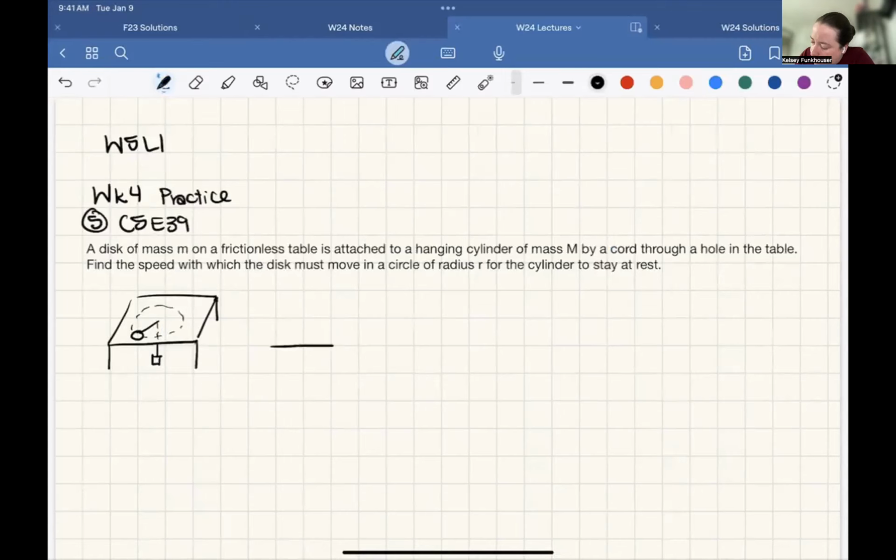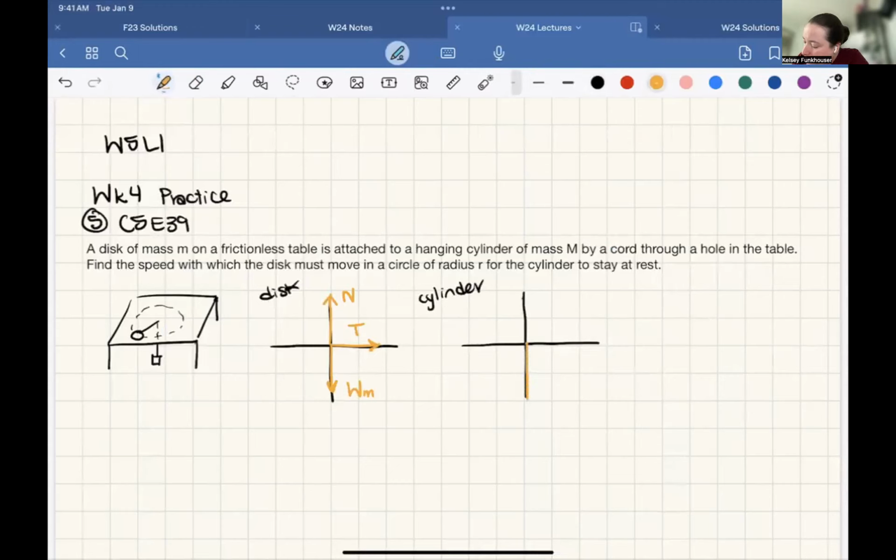So let's start with our free body diagram for the disk. This is going to be a similar looking free body diagram to the one we just drew, with the weight of little m, the normal force, and then instead of friction, it's tension that points toward the center of the circle. And then for the cylinder, we'll draw that free body diagram. There are only forces acting in the y direction: the weight force pointing down, and then the tension force pointing up.